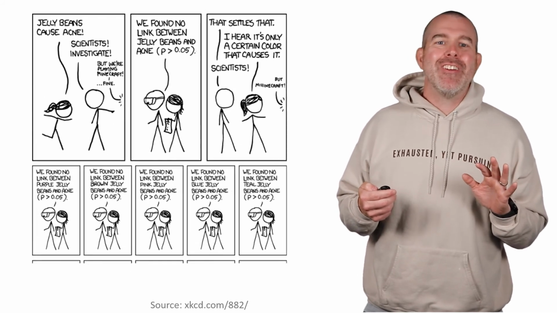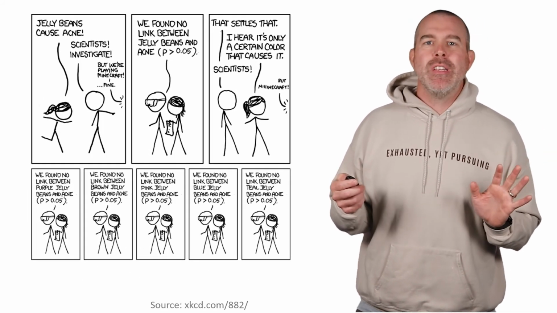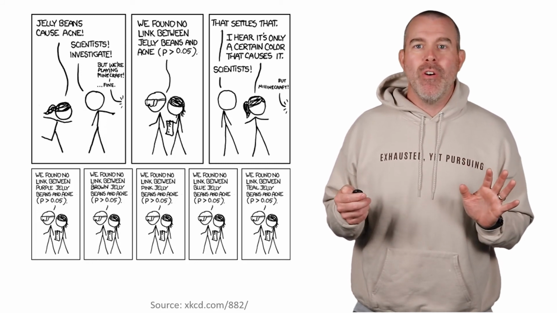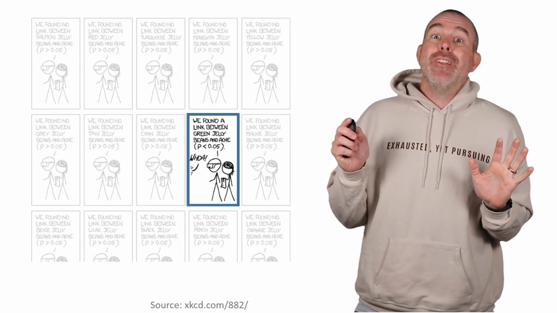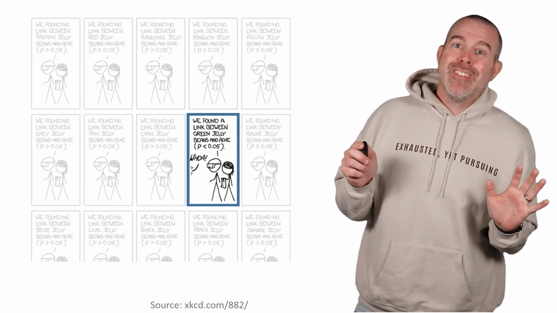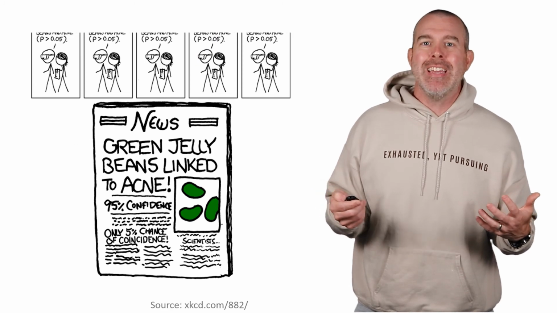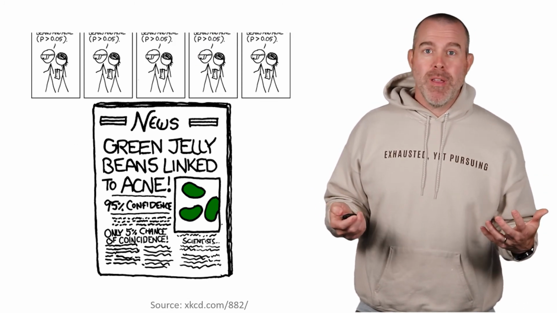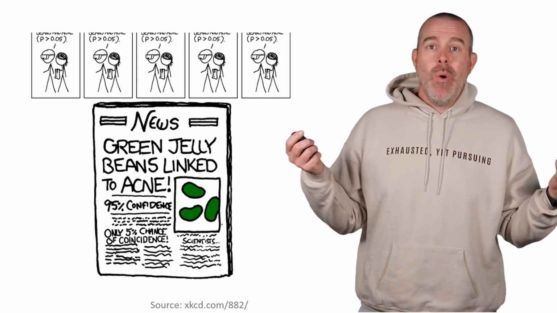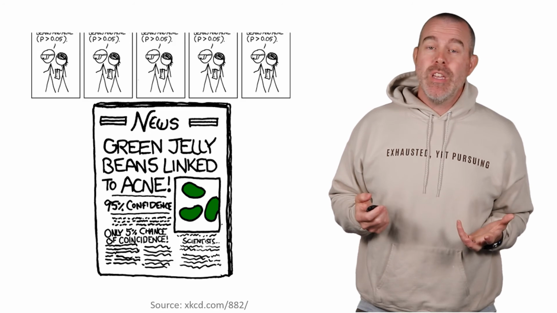So here they're looking at jelly beans, and they investigate and find no link between jelly beans and acne, p greater than 0.05. So what if it's different colors? And then all the different colors, and whoa, hey, look, green, there's statistical significance. And then it gets published: green jelly beans are linked to acne. This is p-hacking, where they did 20 different experiments and they just got one of the 20 that happened to randomly be extreme. This is a real issue.